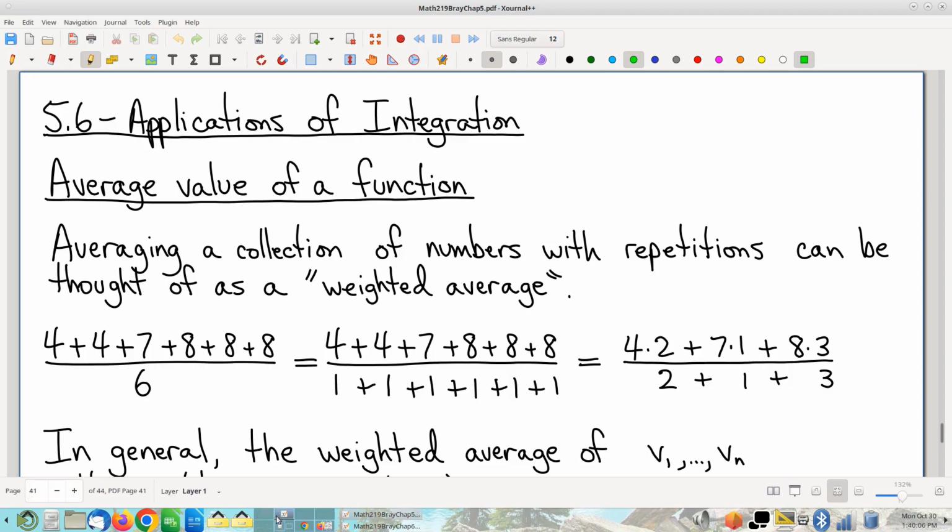Okay, so let's see. Here we go. New section for today. So last time we finished section 5.5. We're moving on with 5.6. This section is a lot of applications.